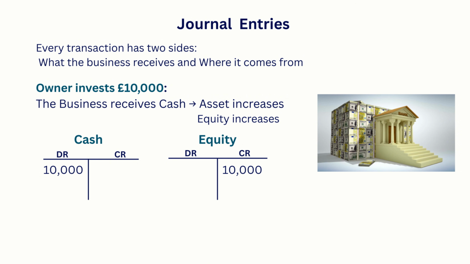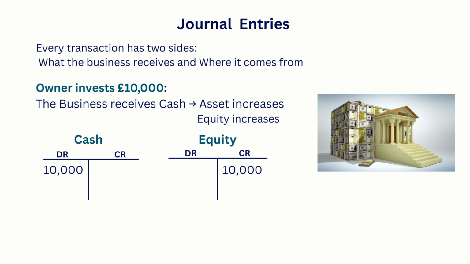In accounting, we record this using double entry. Don't worry about memorizing rules, just focus on the logic. We show this using two accounts. Because cash increased, we record 10,000 on the left side, called debit. On the right side, called credit.